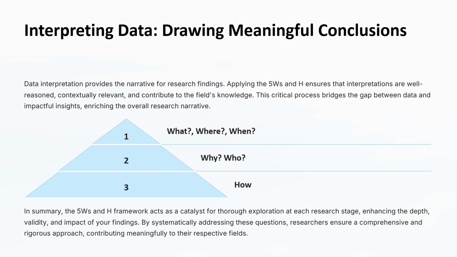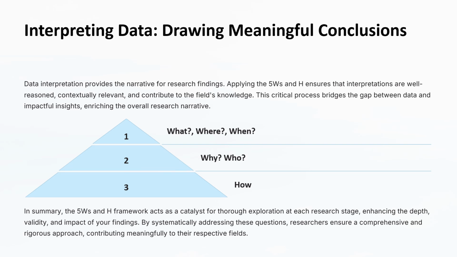Data interpretation provides the narrative for research findings. Applying the 5 W's and H ensures that interpretations are well reasoned, contextually relevant, and contribute to the field's knowledge. The critical process bridges the gap between data and impact insights, enriching the overall research narrative.